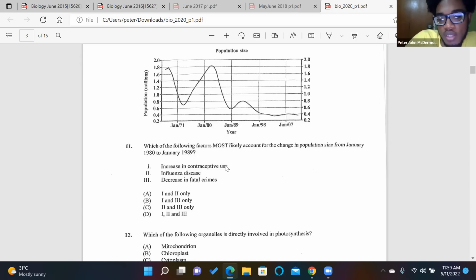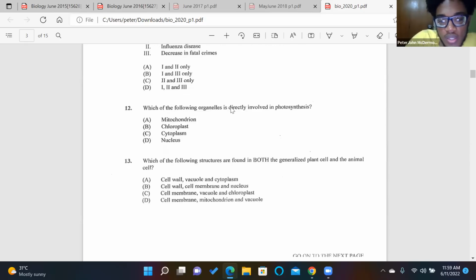Is increasing contraceptive use going to make the population increase or decrease? Decrease. Influenza, is that going to make the population increase or decrease? Decrease. Decrease in fatal crimes, increase or decrease? Increase. So 1 and 2. So 1980 to 1989, decrease, right?